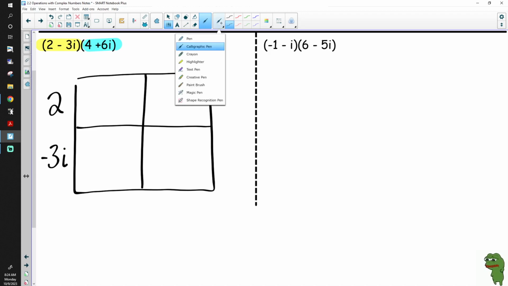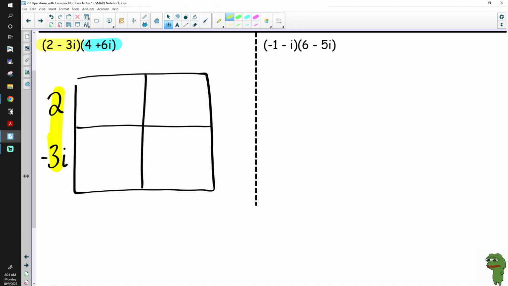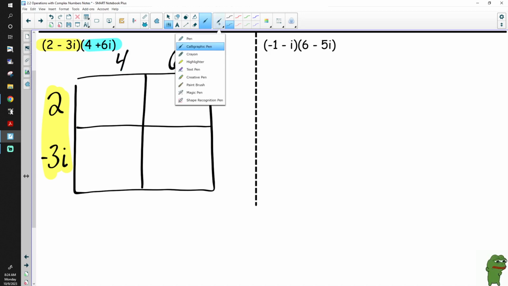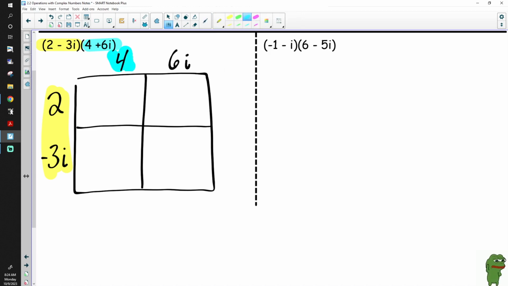So that is just my yellow complex number written up and down. And I'm going to put my blue complex number, 4 plus 6i, 4 and positive 6i, up on the top. And again, this is just my complex number written on the top. You don't need to put the plus. You can if you want though. Each box will be filled in by multiplying the numbers that are in those columns and rows.